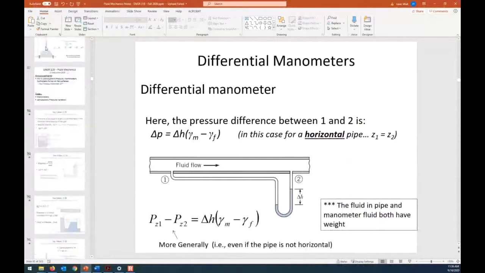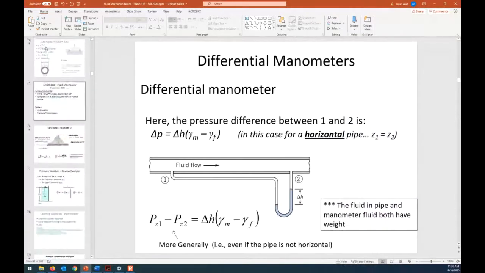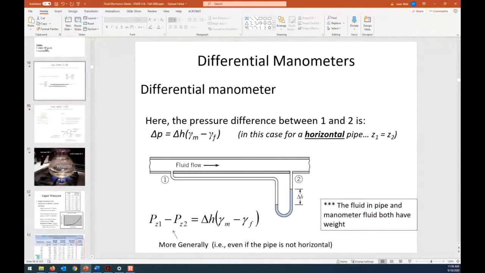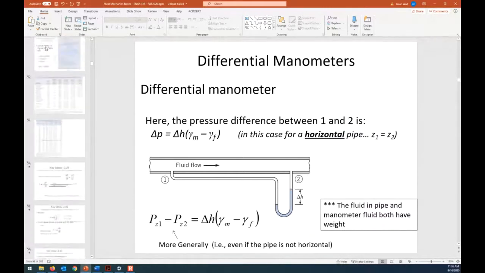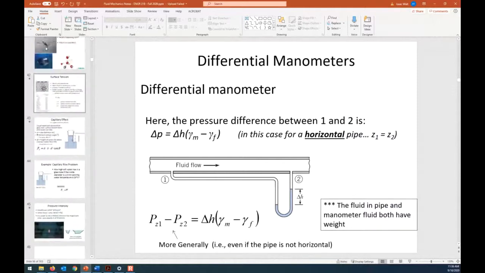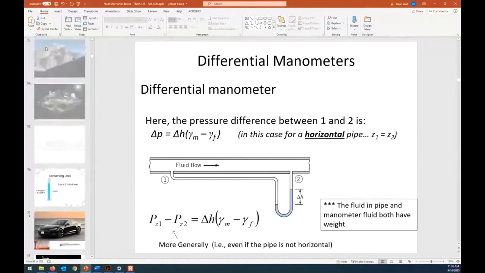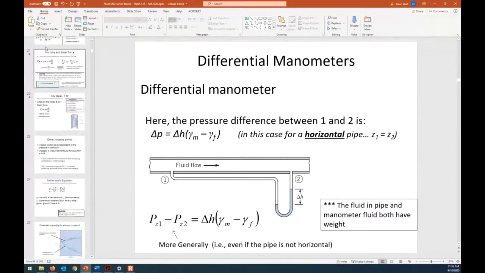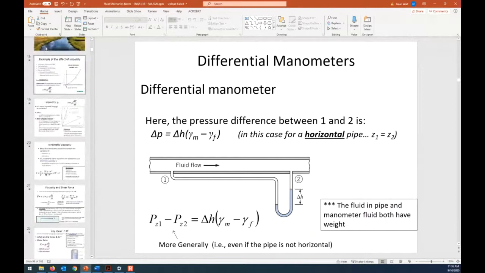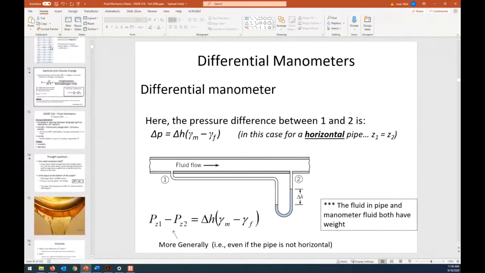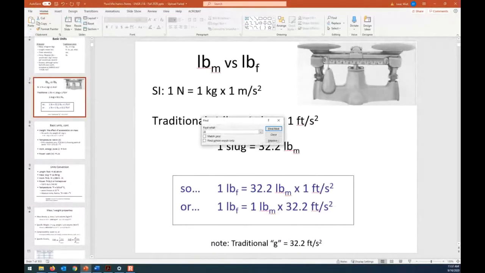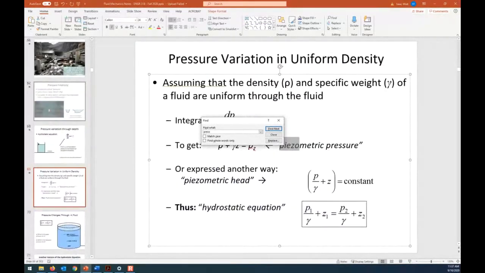And let me see if I can find the slide where we first identified that piezometric pressure idea. Maybe going back a ways here, but might be able to pick it out. If I search by keyword, that might be a little more successful. Yeah, here it was.